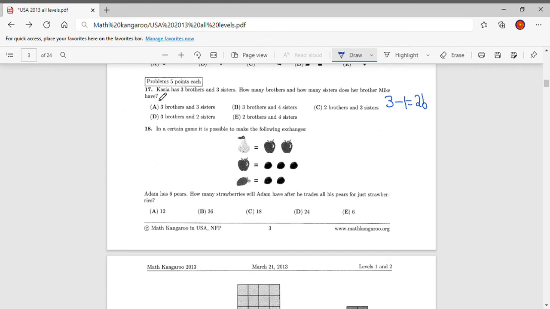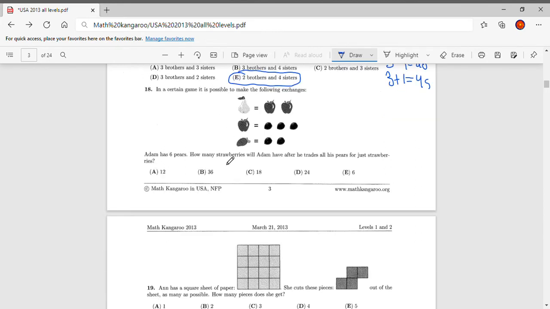Now, Cassia is one of Mike's sisters, but out of these 3, Cassia is not included. So we have to add 3 plus 1, and we get that Mike has 4 sisters. So the answer for number 17 is E, because 2 brothers, 4 sisters.